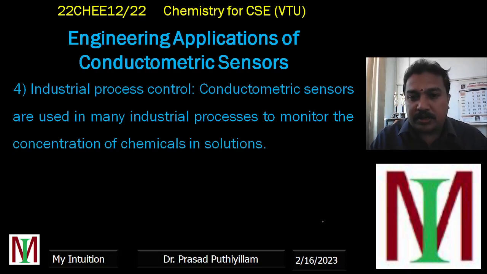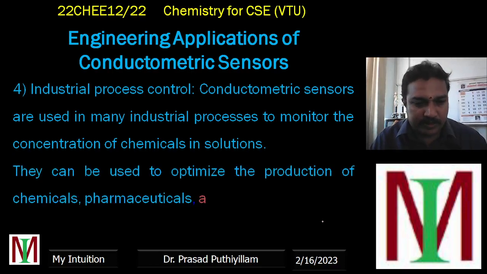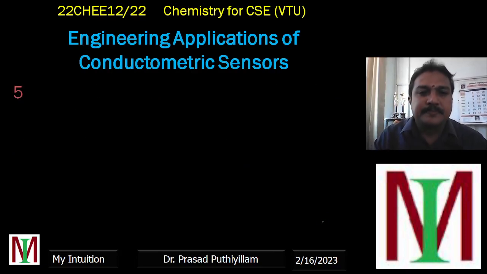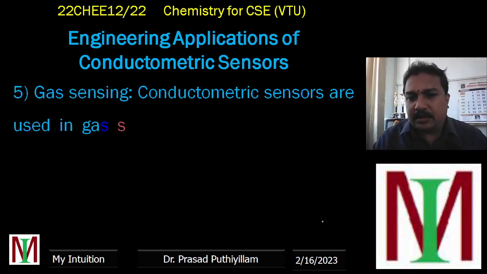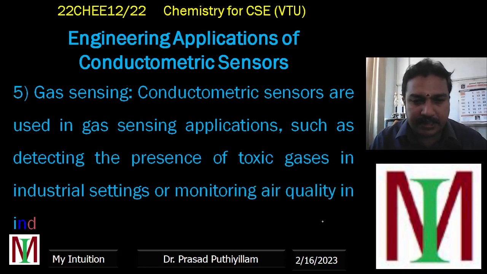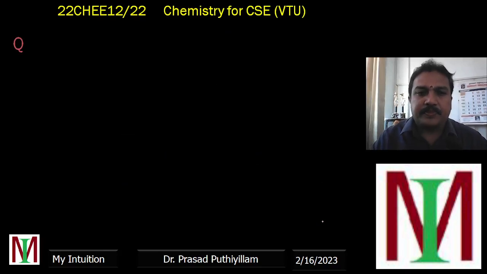Industrial process control. Conductometric sensors are used in many industrial processes to monitor the concentration of chemicals in solution. They can be used to optimize the production of chemicals, pharmaceuticals, and other products. No complications, the point is given straight away. Gas sensing. Conductometric sensors are used in gas sensing applications such as detecting the presence of toxic gases in an industrial setting or monitoring air quality in indoor environments.